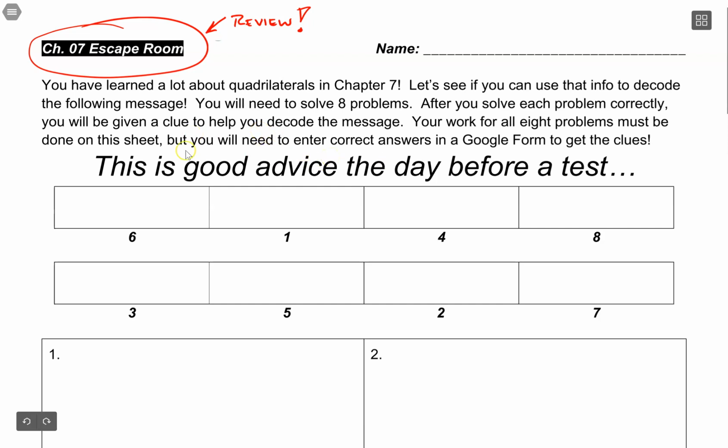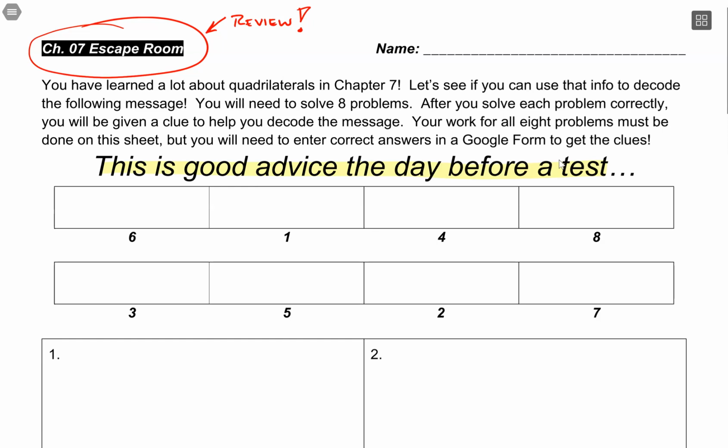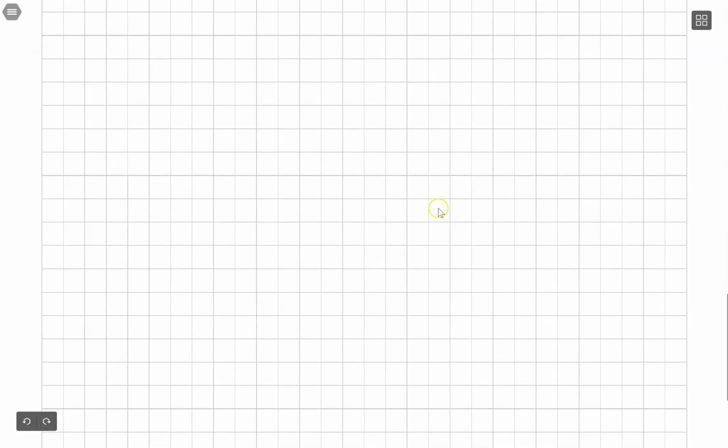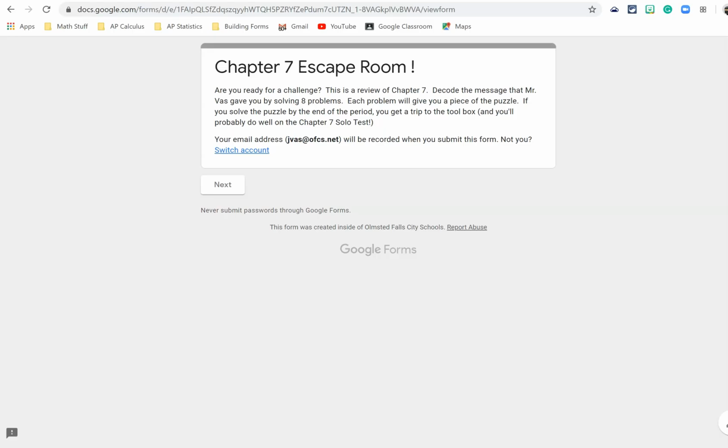This is a little message you're going to have to decode. It says this is good advice the day before a test. So in order to figure out what this good advice is, you've got to solve 8 problems and get them correct and find out what the clue is for each of those problems. And you're going to find those clues in the Google form once you enter the correct answer. So again, this gives you space to work out some problems. It also has some graph paper should you need graph paper. Let's take a look at what the form looks like.